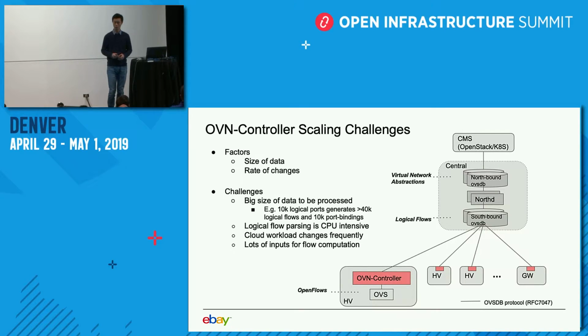So that means a lot of information to be processed. And also, there's a lot of changes in the cloud environment, like VMs going up and down frequently. So it means there's a lot of notifications to be processed by each of these OVN controllers. And a more important part is that when the OVN controller is trying to compute the OpenFlow rules, there's a lot of inputs to be considered. This is a very complex situation.